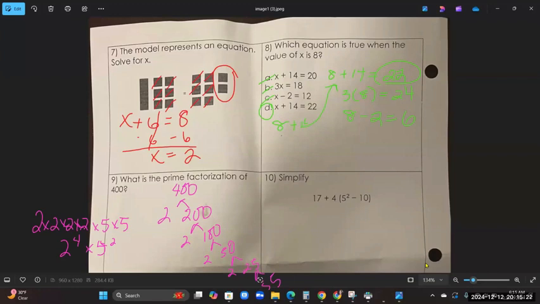Simplify 17 plus 4 times parentheses 5 squared minus 10. We will use PEMDAS, or the order of operations. So let's do parentheses first. Inside parentheses, we got exponents. 5 squared is equal to 25. And I rewrite everything. All right, continuing parentheses, 25 minus 10 is 15.